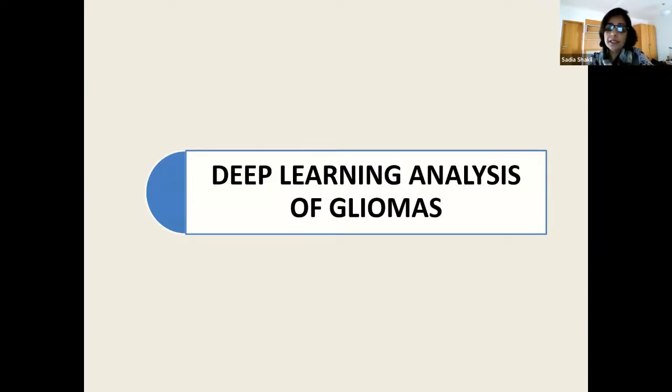So the first project actually was deep learning analysis of gliomas. I think maybe you would know, because most of you have a medical background, so maybe you would know better than me what gliomas are. And now you know what deep learning is also. This is a branch of machine learning that deals with neural networks. So what we actually did in this project was that we analyzed gliomas using deep learning.